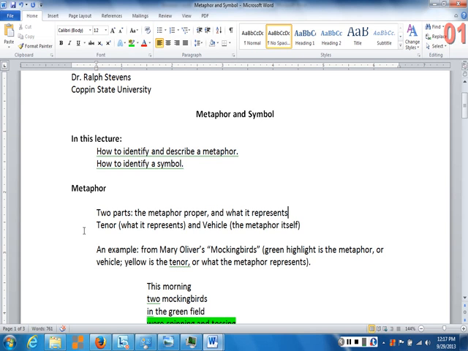Now, there is a handy little concept here that helps us to see the two parts of a metaphor. And it's called tenor, that's part one, and vehicle. All right, so the tenor is the thing that the metaphor represents, while the vehicle is the metaphor itself. Let's look at an example. This example is from Mary Oliver's Mockingbirds, a poem by Mary Oliver, contemporary American poet.